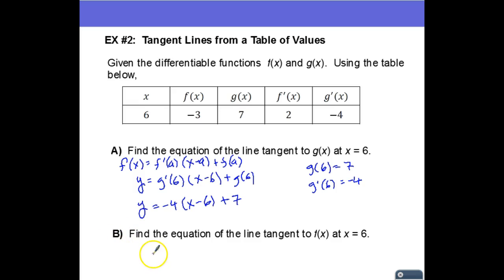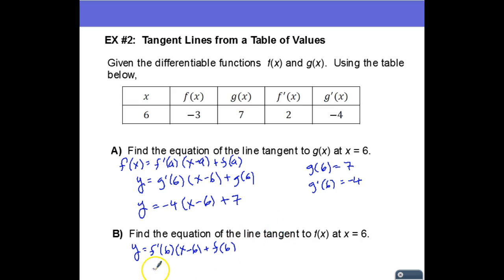In part B, we've been asked to find the tangent line to the function f of x also at the point x equals 6. The only difference between these two problems is that in this one we'll be working with f instead of g. And so our tangent line here is going to come from the same point slope formula. So we can write y equals, in this case, f prime of 6, which is our a value, times x minus 6 plus f of 6.